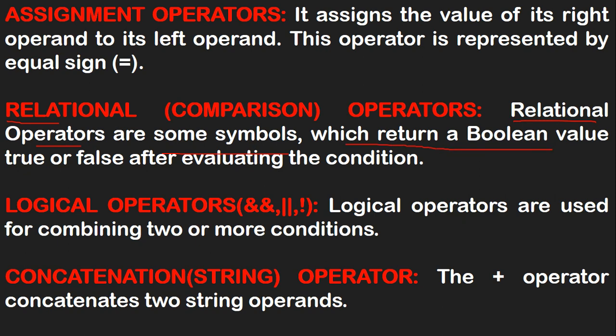As we know, a boolean value is true or false, after evaluating the condition. When we evaluate a relational operator, the output is given in the form of true or false, like 0 and 1.